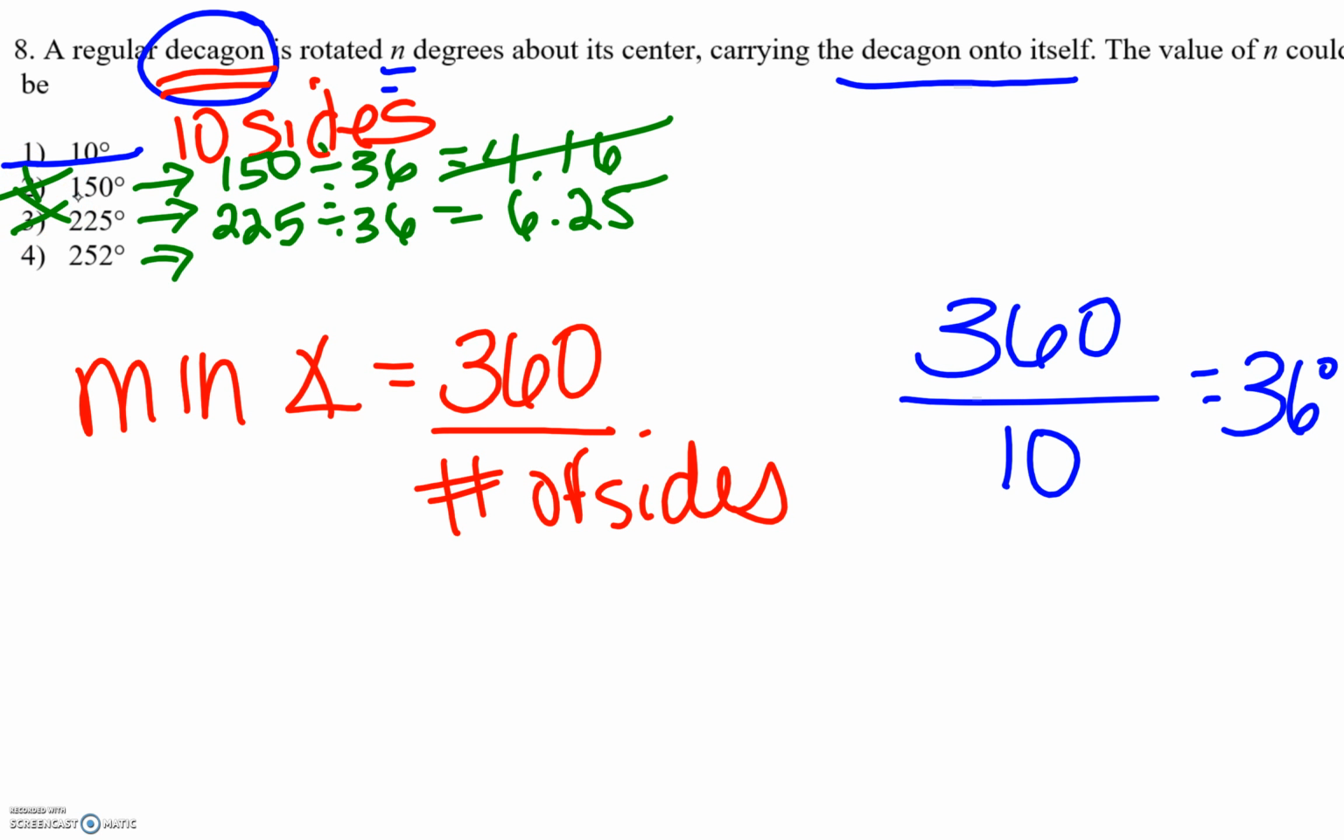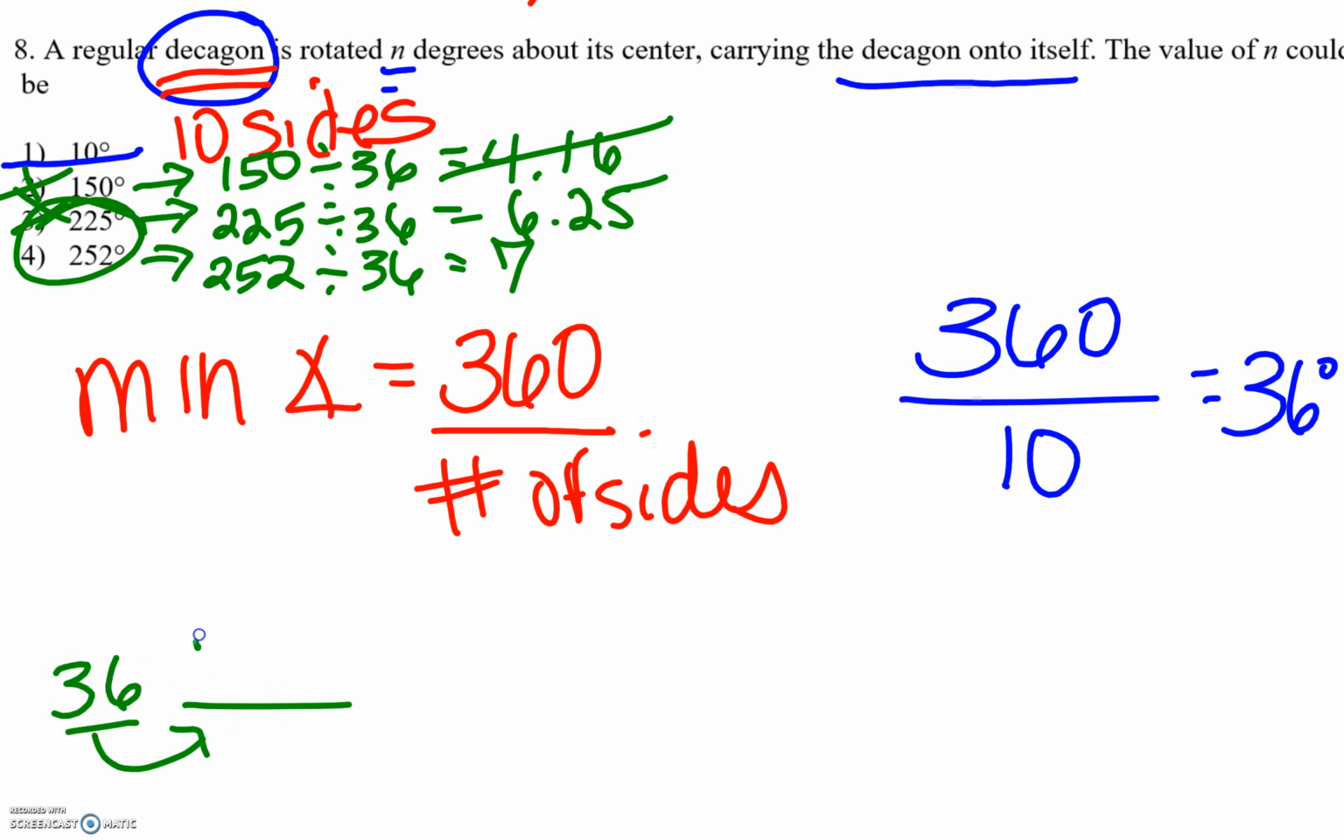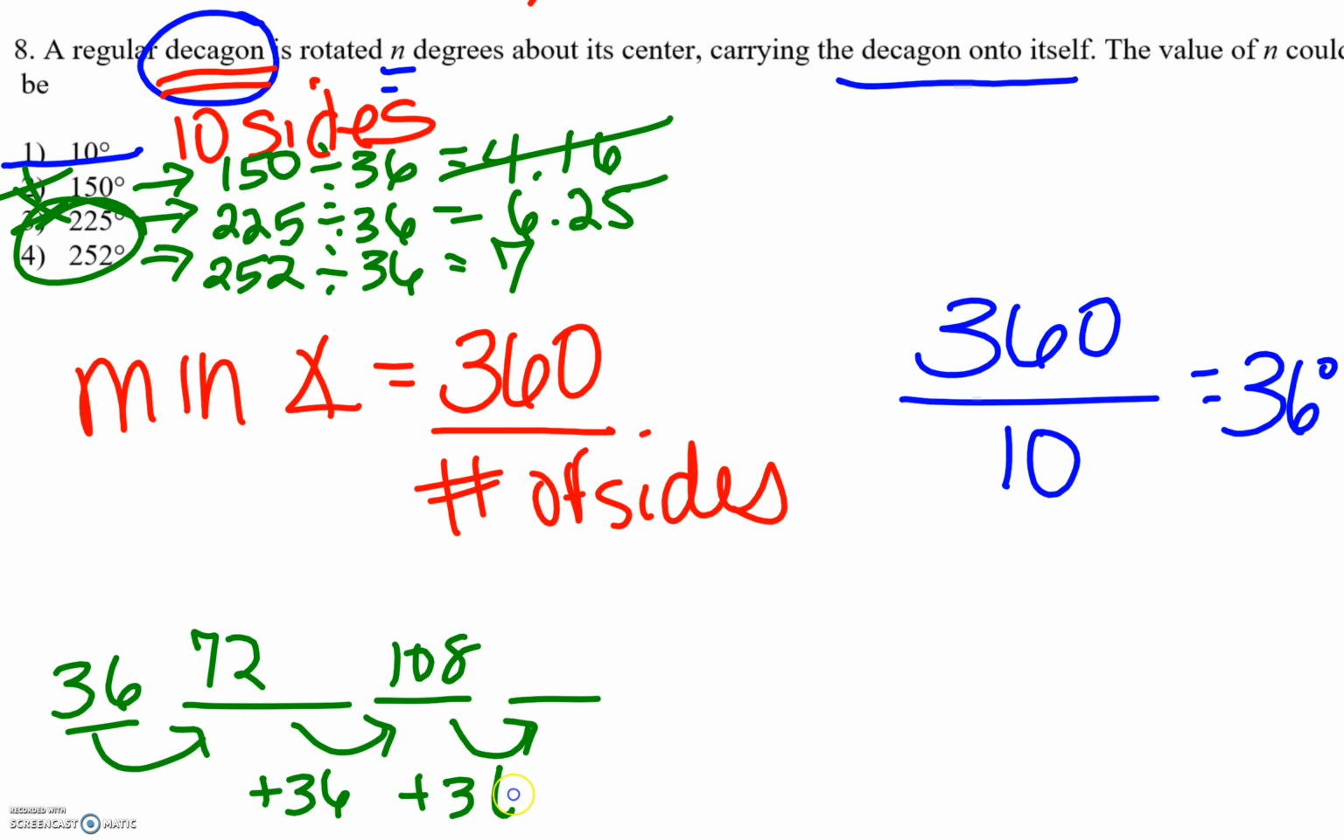And then now we're going to take 252 divided by 36, and you're going to get 7. So 252 is a multiple of 36. That answer works. If you didn't want to do it out that way, you could literally start at 36. And my next multiple of 36 is 72. Add 36 more, which would mean a third rotation of 108. Add 36 more, 144. Just that way might take a little longer.